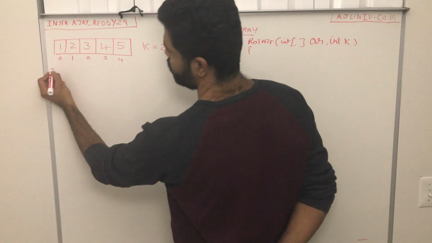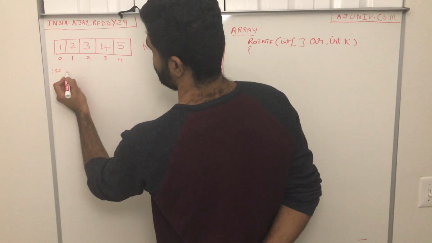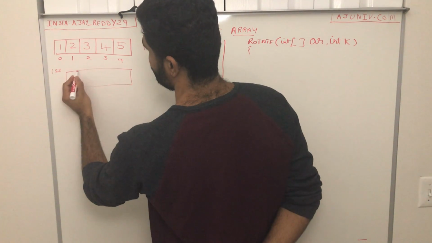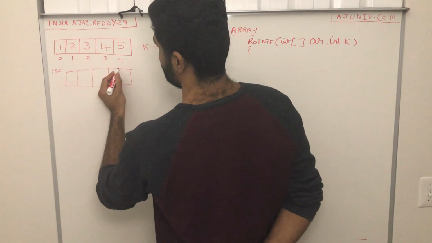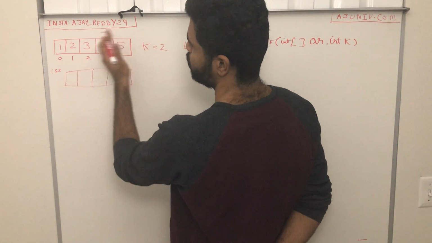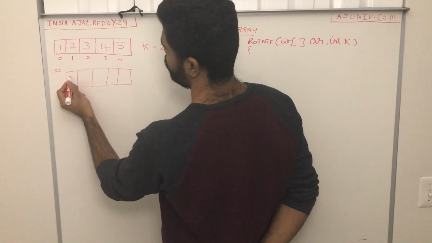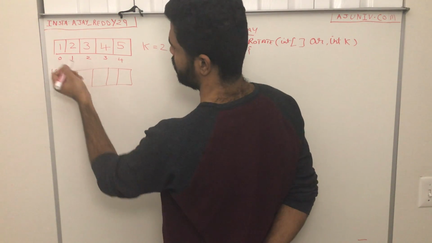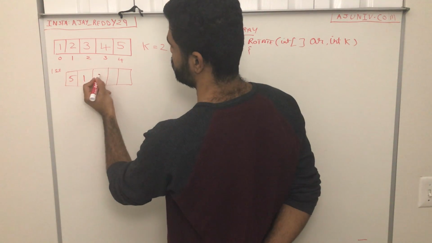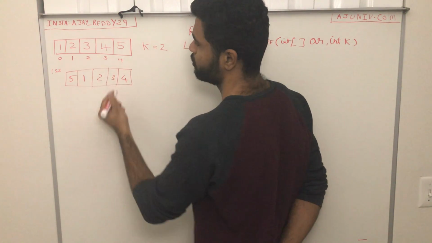So let's see the first rotation. In the first rotation you move the last element to the first index, that is 5 here. You move 5 to the first index and all the elements come after it. So this is the first rotation.